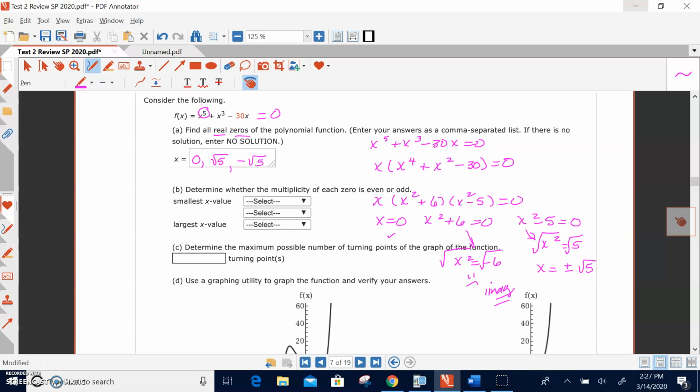The multiplicity of each 0. What we see here is that x doesn't have an exponent on it, so that 0 only occurs once. The plus or minus square root of 5, each of those occurs once only. Determine whether the multiplicity is even or odd for the smallest x value. I guess the smallest one would be the negative square root of 5, and its multiplicity would be odd.